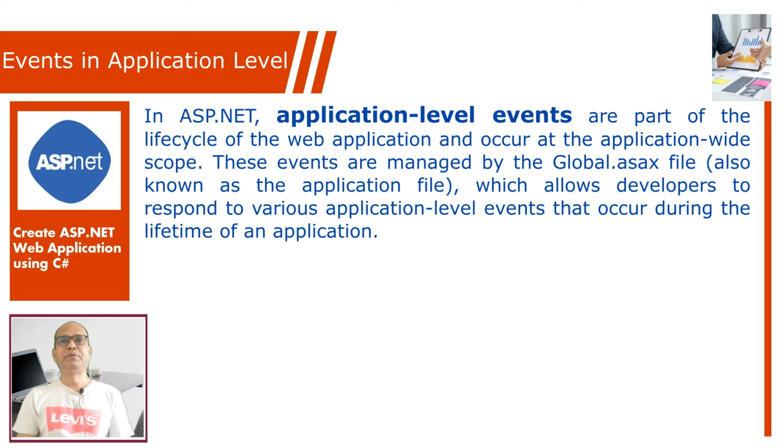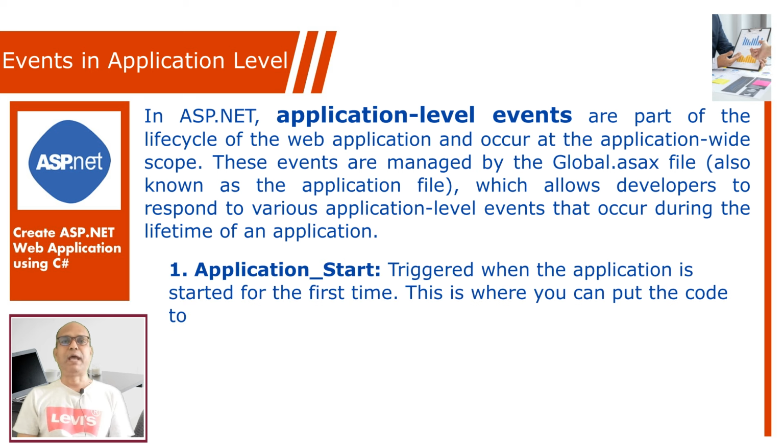In my last episode, I discussed application lifecycle, and it consists of 4 key stages with events. Here is a list of common application level events in ASP.NET. Number 1. Application start. Triggered when the application is started for the first time. This is where you can put the code to initialize application wide resources.